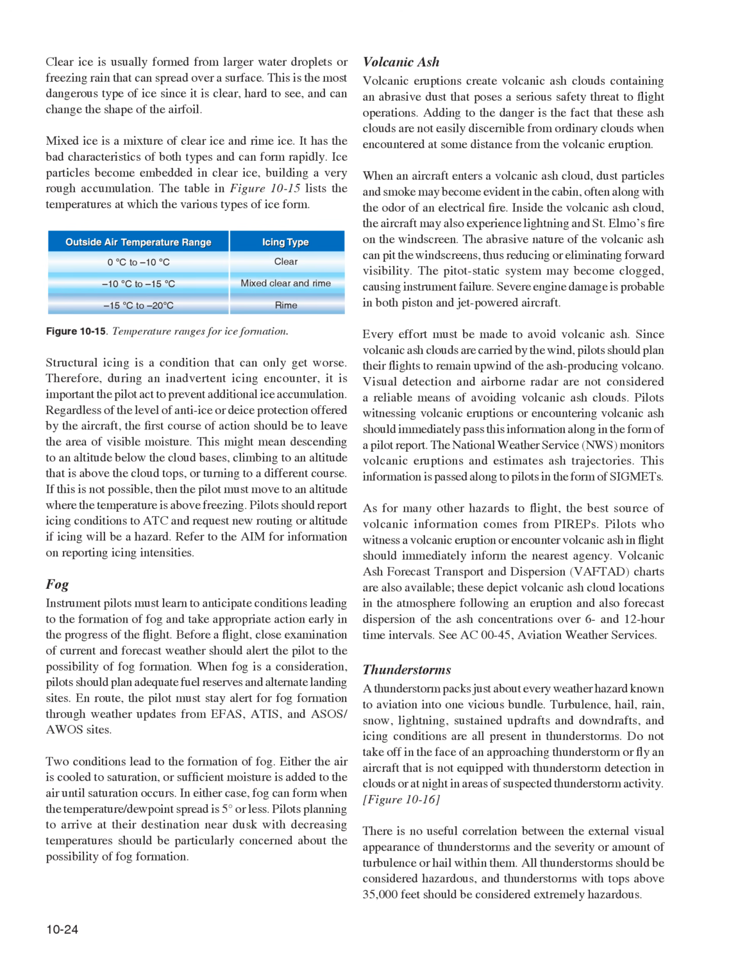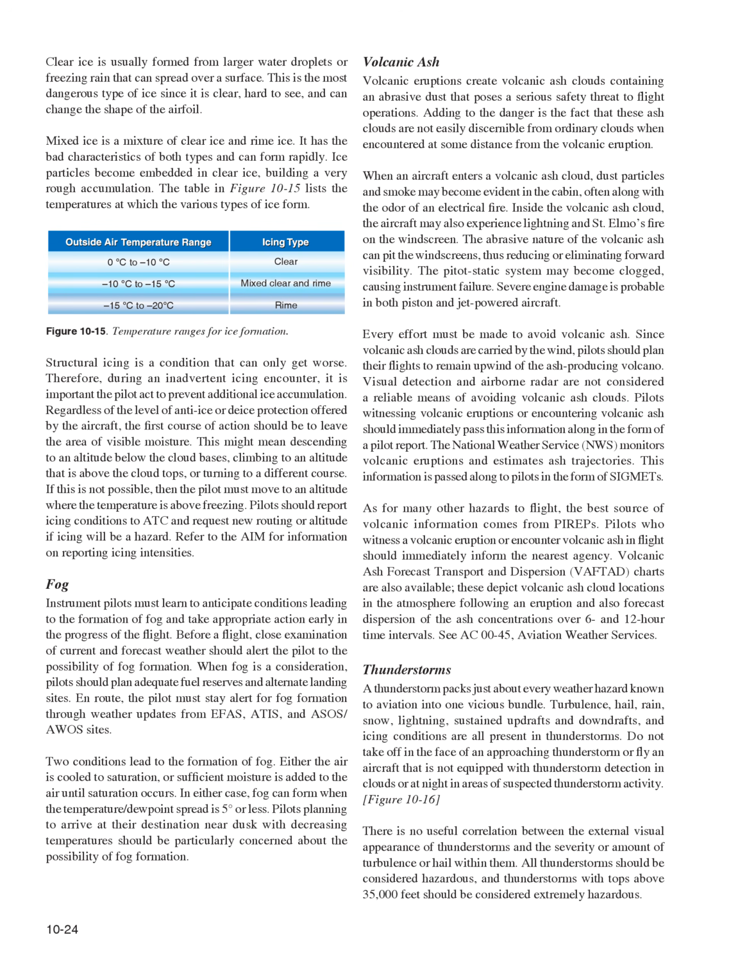Thunderstorms. A thunderstorm packs just about every weather hazard known to aviation into one vicious bundle. Turbulence, hail, rain, snow, lightning, sustained updrafts and downdrafts, and icing conditions are all present in thunderstorms. Do not take off in the face of an approaching thunderstorm or fly an aircraft that is not equipped with thunderstorm detection in clouds or at night in areas of suspected thunderstorm activity.